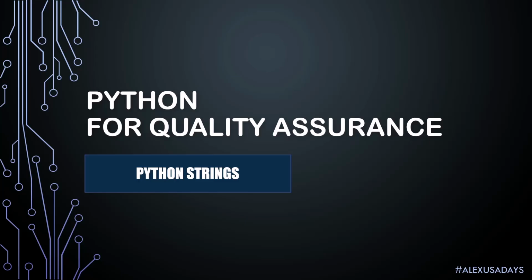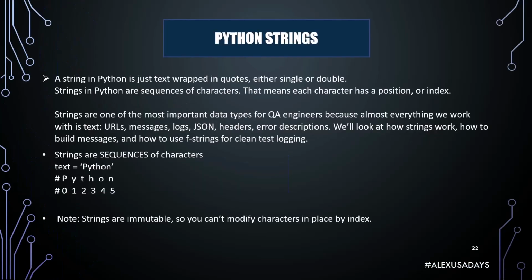Today we're going to talk about Python strings. A string in Python is just text wrapped in quotes, either single or double quotes. Strings in Python are sequences of characters. That means each character has a position or index. Strings are one of the most important data types for QA engineers because almost everything we work with is text: URLs, messages, logs, JSON, headers, error descriptions. We'll look at how strings work, how to build messages, and how to use f-strings for clean test logging.